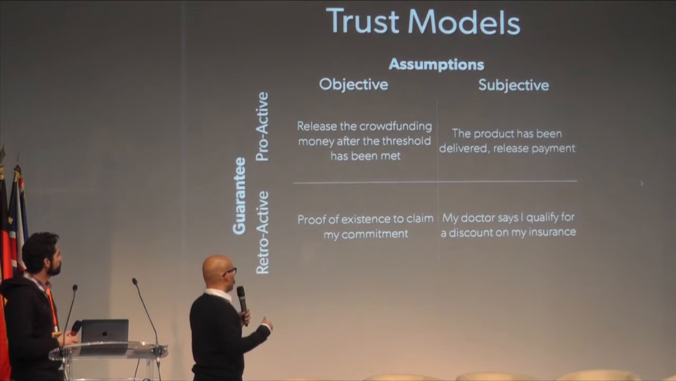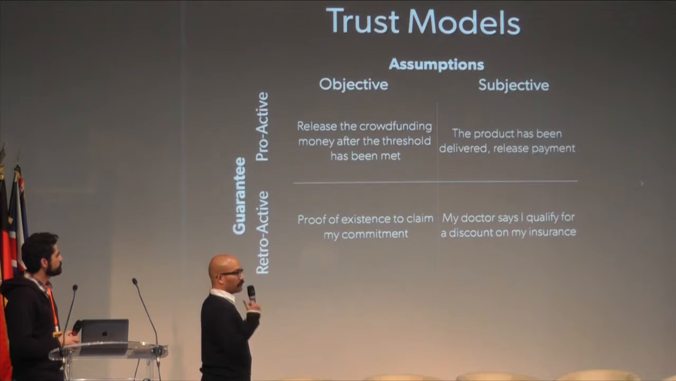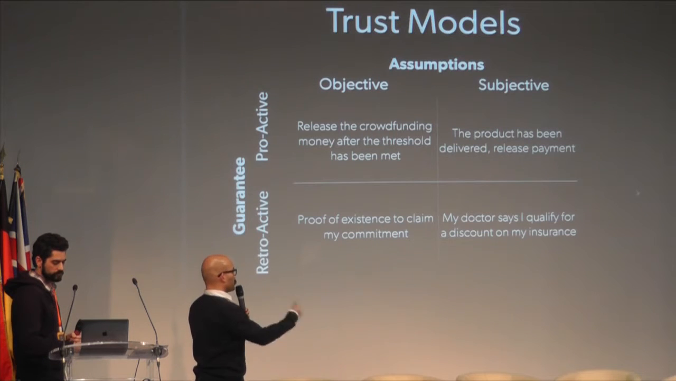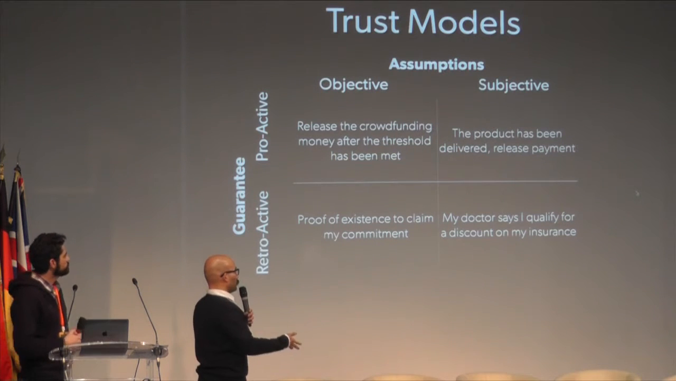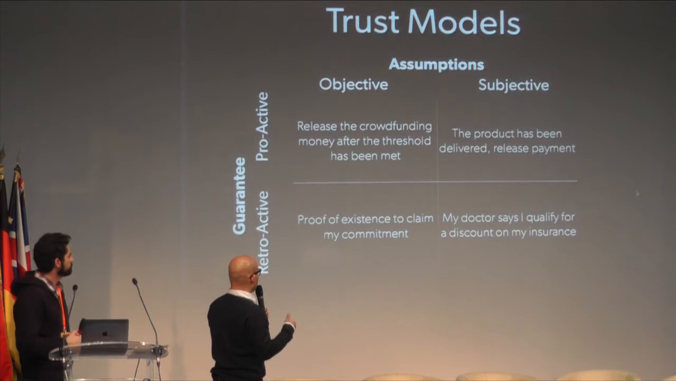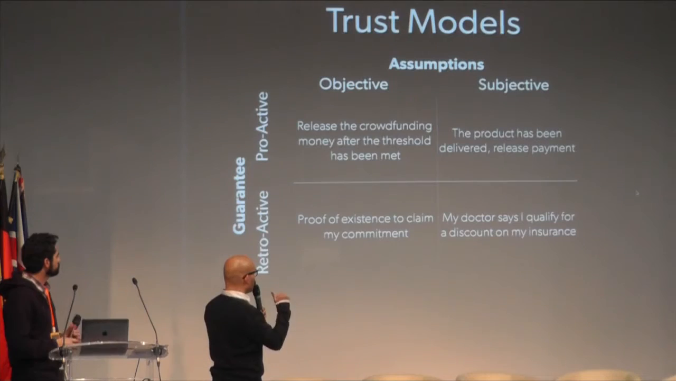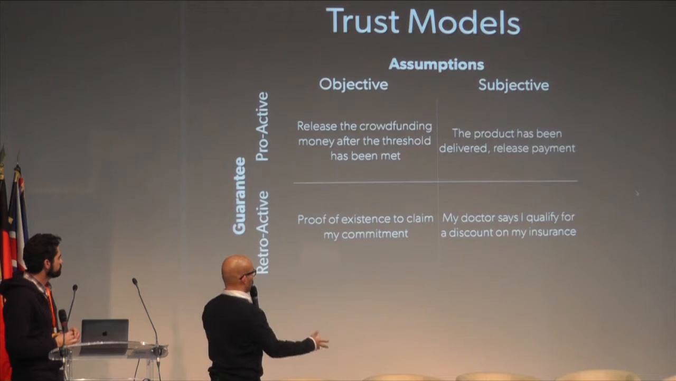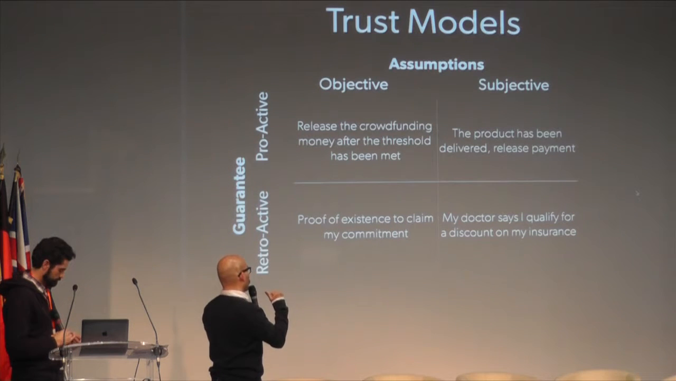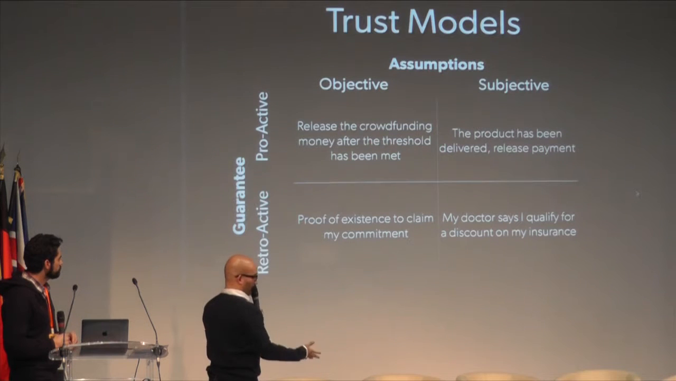Whereas when you're having a proof of existence to claim some commitment that you did in the past, it's a commitment of what already happened, and you're just committing a particular hash to a particular transaction. That is guaranteeing what already happened. And the assumption you have is that you can guarantee what happened as long as it could be mathematically or objectively verified.